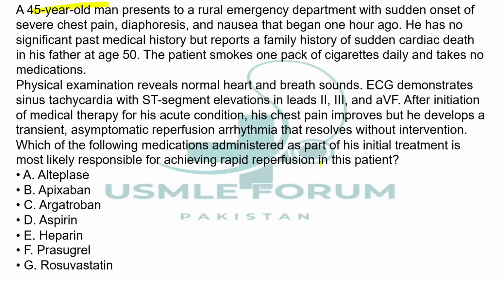So a 45-year-old male presents to a rural emergency department with sudden onset of chest pain, diaphoresis, and nausea 1 hour ago. This looks like an MI, but let's read. He has a family history of sudden cardiac death and has a smoking history. The ECG demonstrates ST elevation in leads 2, 3, and aVF. So this is a STEMI. After initiation of medical therapies, chest pain improves, but he develops a transient asymptomatic reperfusion arrhythmia without intervention. The following medication administered as part of the initial treatment is most likely responsible for reaching rapid reperfusion.